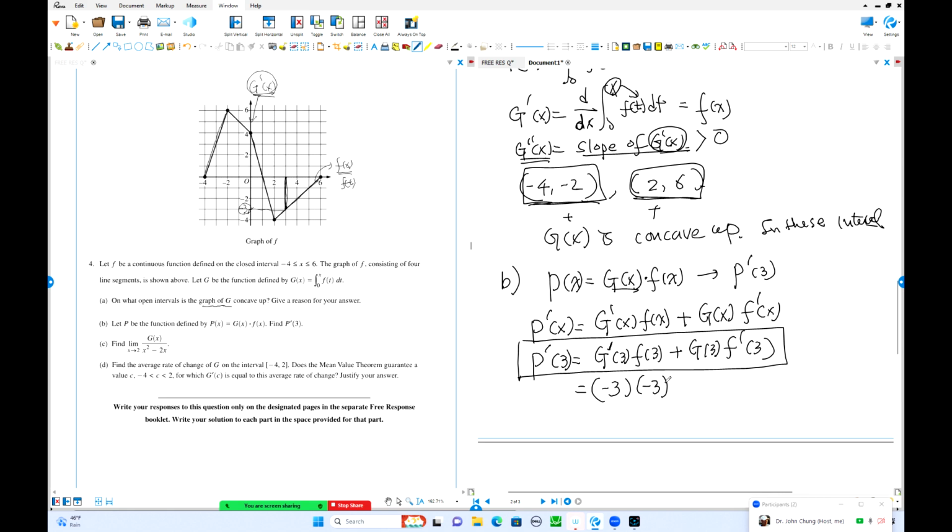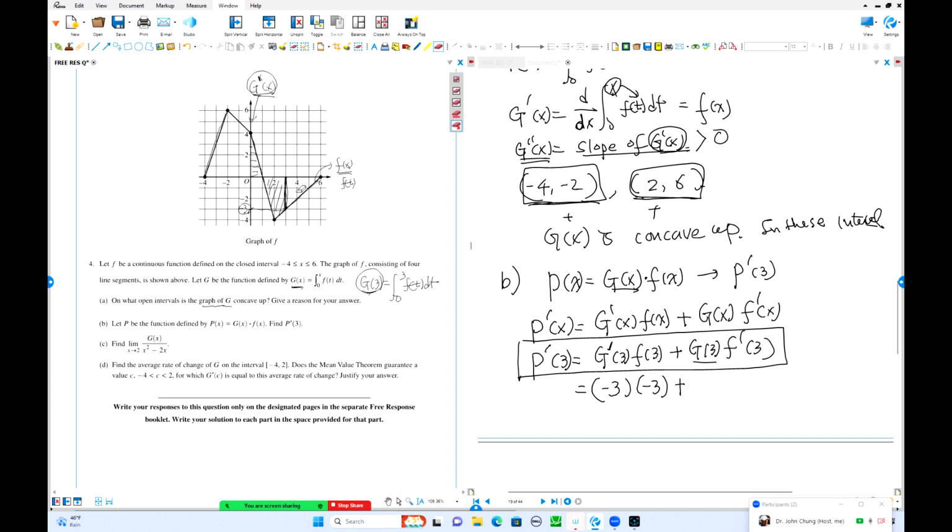The next is G of 3 now. This was G prime, and this is G 3. Different, okay? It's the antiderivative. So how can you find G of 3 here? G of 3 is the integral from 0 to 3 of f of t dt, isn't it? This is the sum of the areas of this graph from 0 to 3, up to here. This area is equal to G of 3, okay?